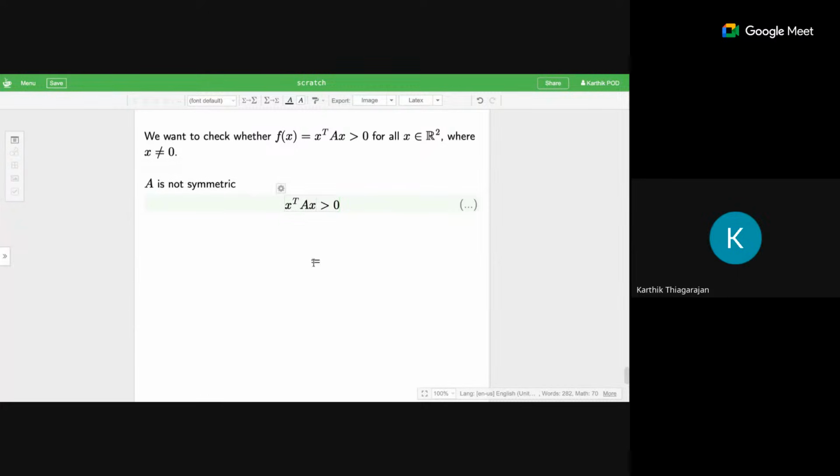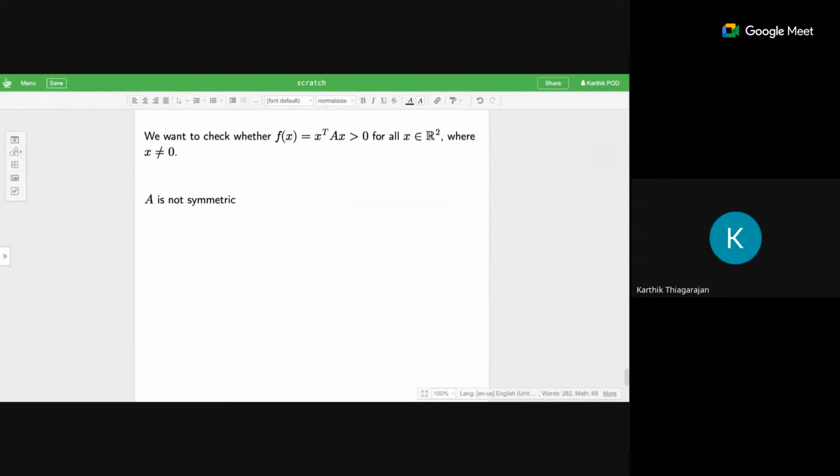Now, if x transpose Ax is greater than 0, this is what we have to check. Now, see, the problem is, if A is not symmetric and you want to show, see, I'll just first write down what you're saying.